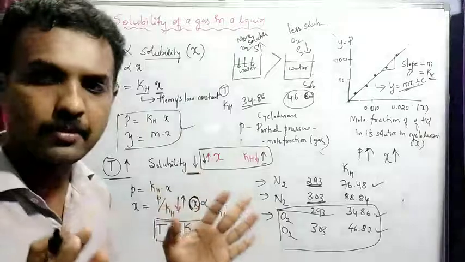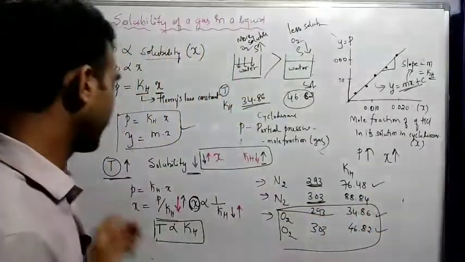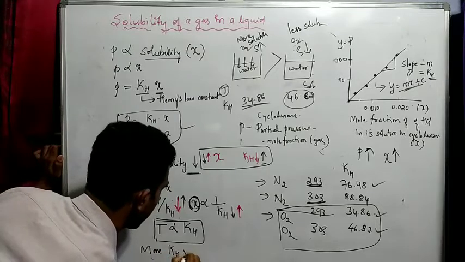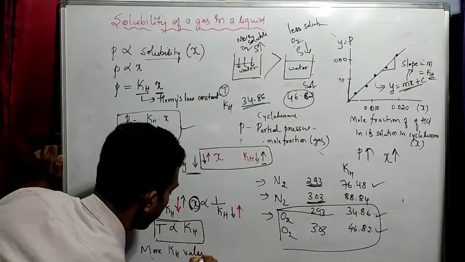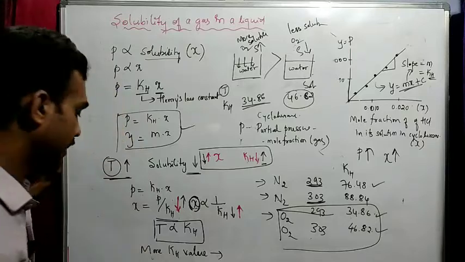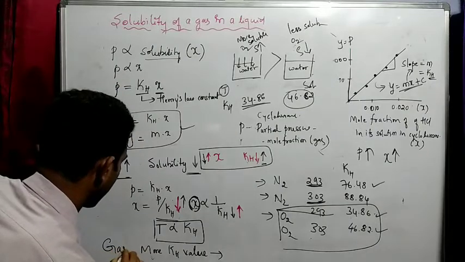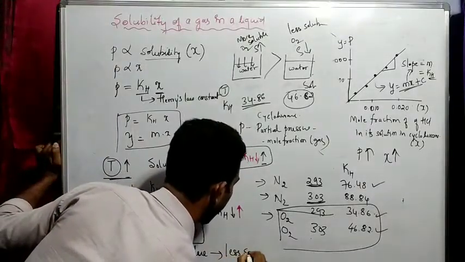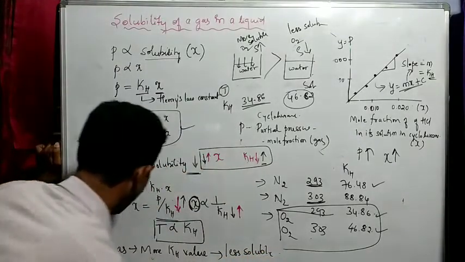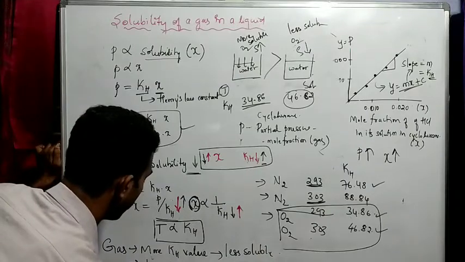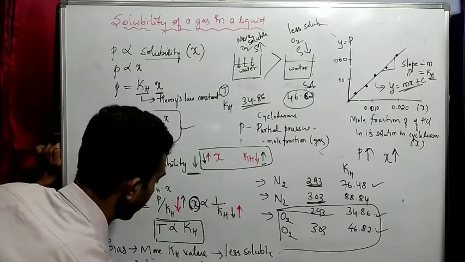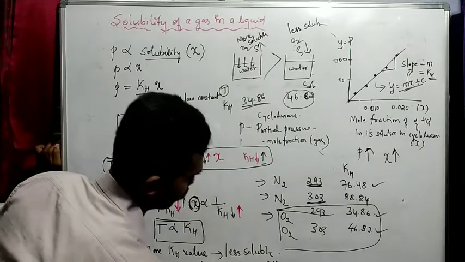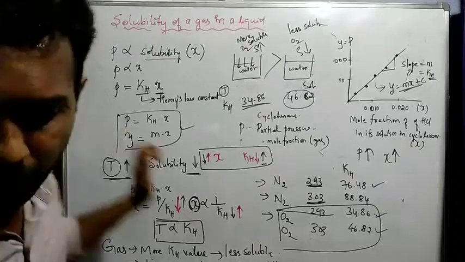So whatever gas has more KH value, those having the more KH value are less soluble. The gas which has less KH value is more soluble. So this is very important.